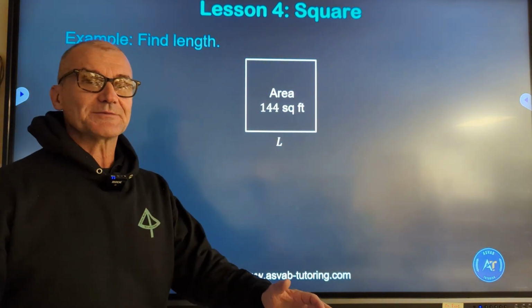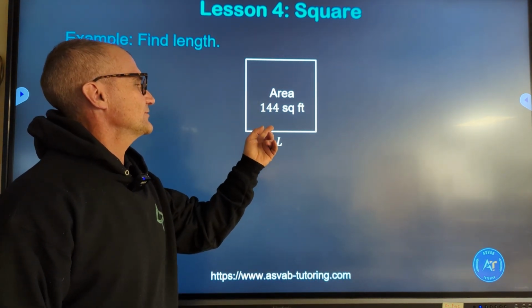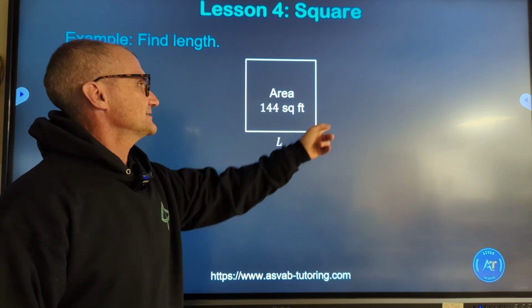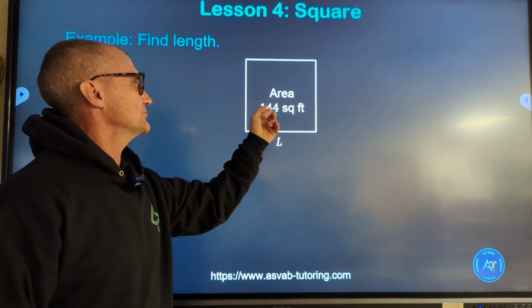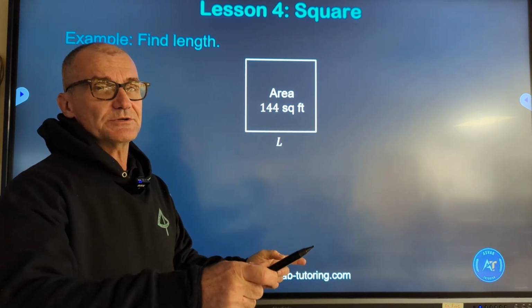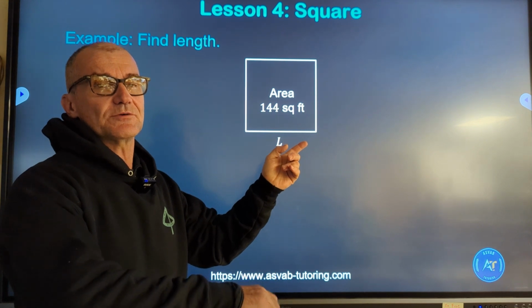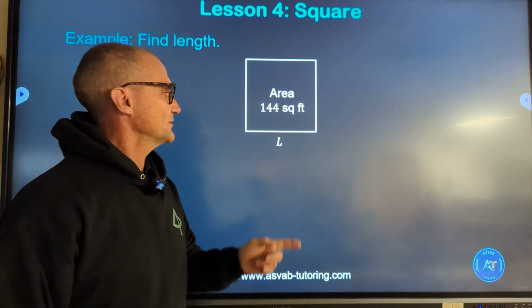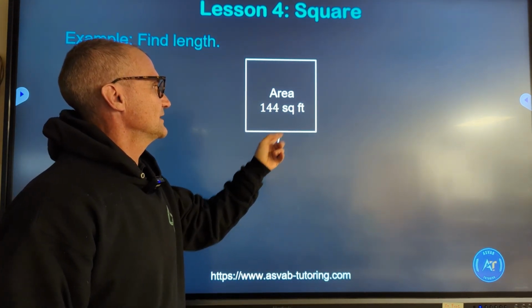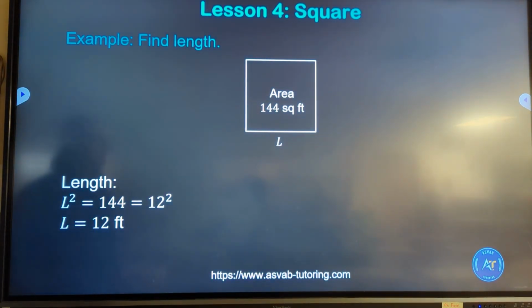Okay, here's a sample problem right here. Go ahead and do this with the pause video. It is saying the area is 144. So that means that times that, length times length, has to equal 144. The reverse operation of a square is a square root. So the square root of 144, what times itself equals 144? 12 times 12 is 144. So that length is 12, and that length is 12. Find the length. So the length is going to be 12. Not the perimeter, you just need to find the length on this one.